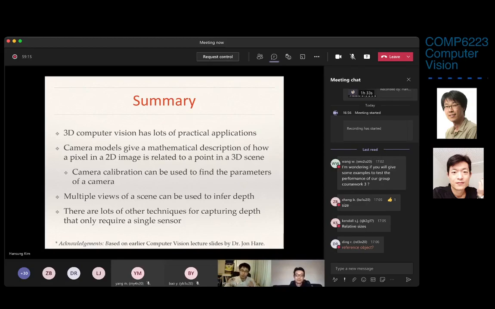If you have multiple views, we can get some depth from that. Or maybe we can use some other technique like a laser or IR or other sensors to capture depth. And now we also use deep learning to estimate depth. Deep learning is also very popular for monocular depth estimation these days. I don't deal with deep learning techniques here, but maybe in some advanced computer vision module in the future, I will introduce that. But if you are interested, you can also look into monocular depth estimation using deep learning. That is also quite interesting.